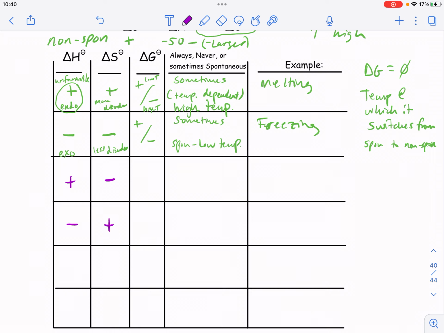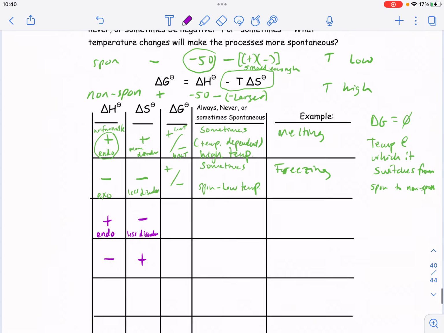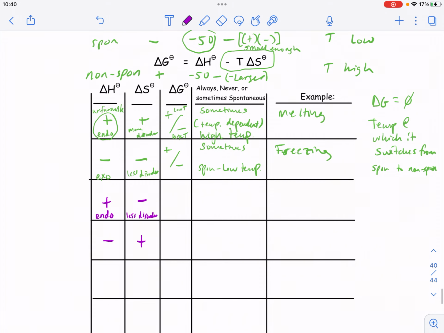Well, in this case, in the first one, we have endothermic, and we have negative delta S, which means less disorder. So if you plug in a positive value for delta H, and then you subtract a negative delta S value, delta G will always be positive. There's no way to plug in a positive delta H and a negative delta S and have the delta G term come out negative. It just can't mathematically happen. So in both of these terms, the delta H and the delta S are unfavorable. And so this is never going to be spontaneous.